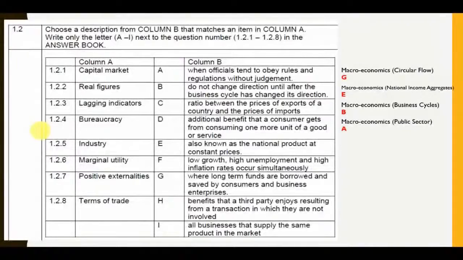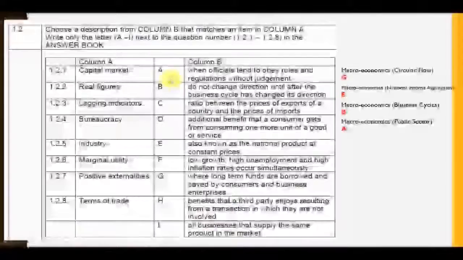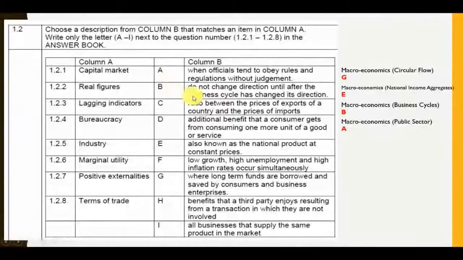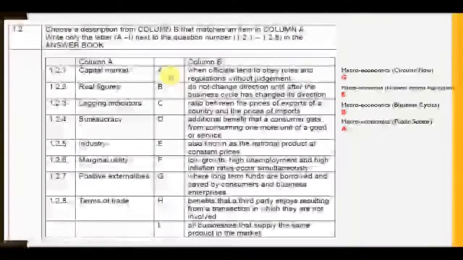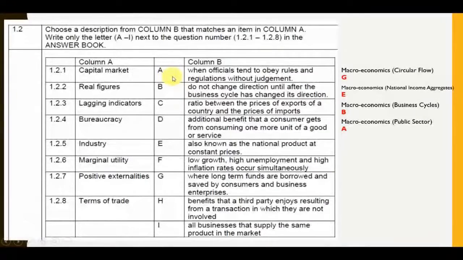And bureaucracy, we can see the answer for A is when officials tend to obey rules and regulations without judgment. So that is when it's 10:30, it's time for my tea break. There might be 30 people in the queue, but the rules say this, so that's what I'm going to do. Okay, and that really slows down the economy.